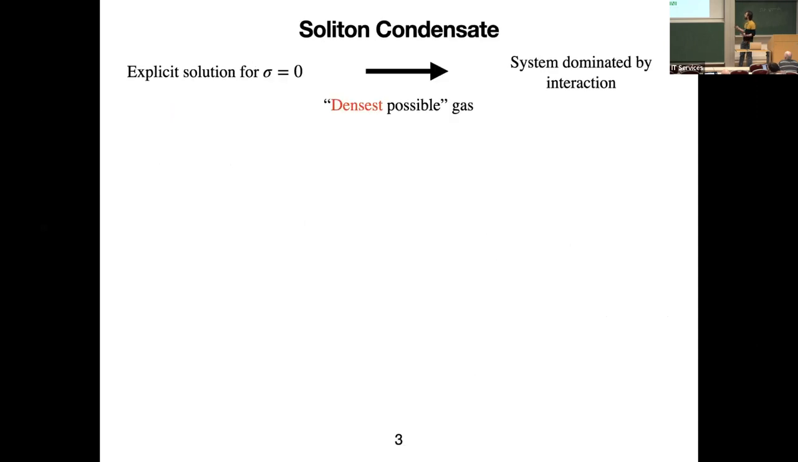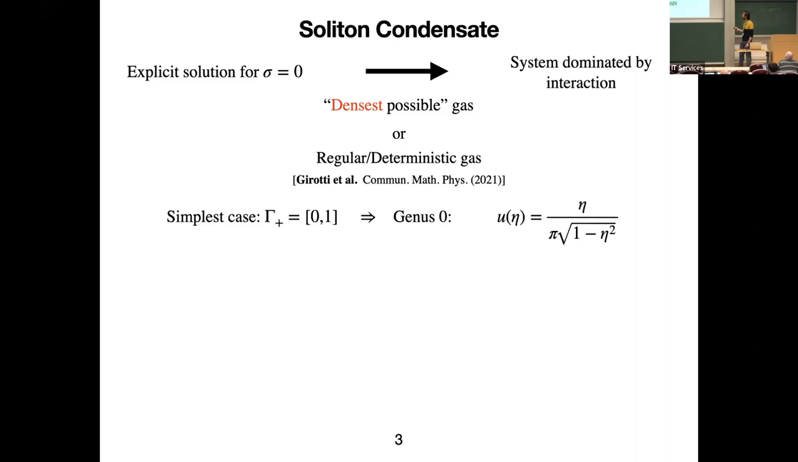An analogous description has been given by Girotti and collaborators as the regular gas, deterministic gas, because in some sense we kill all the randomness and we have an object that is as dense as it can be. And in the simplest case, we can solve these equations. We obtain a genus zero solution that has also been shown before by Thibaut, as the Weyl distribution.